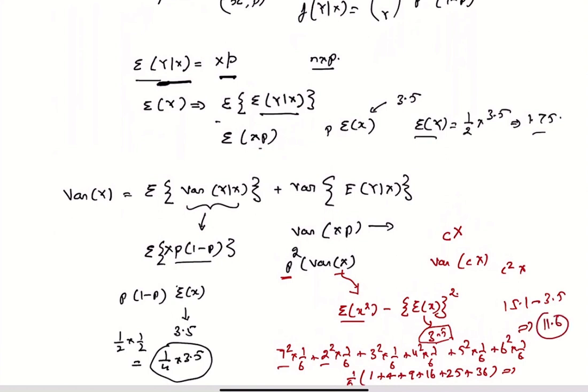So the variance of y is going to be 3.5 divided by 4, that is 0.875, plus 11.6. So that is going to be 11.6 plus 0.875, which is 12.475.